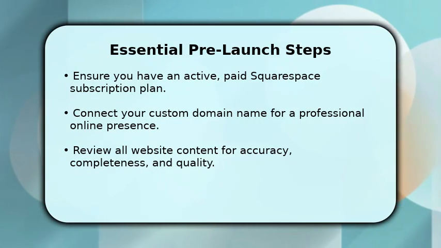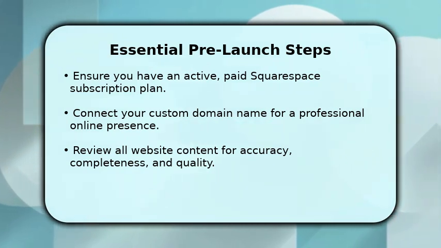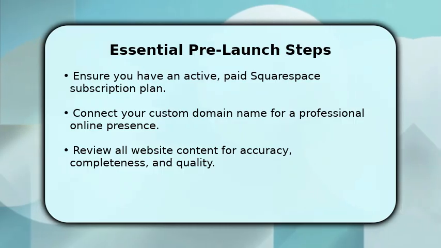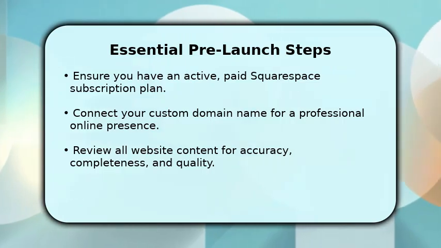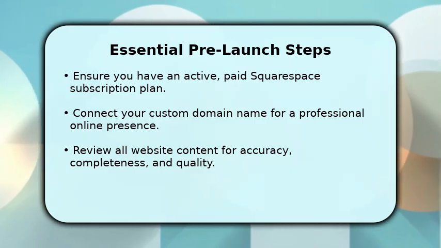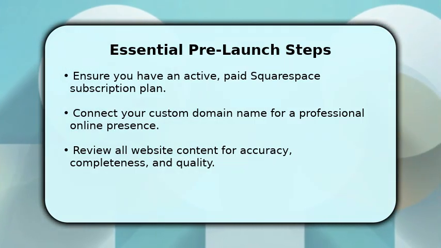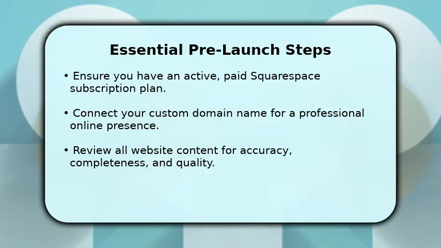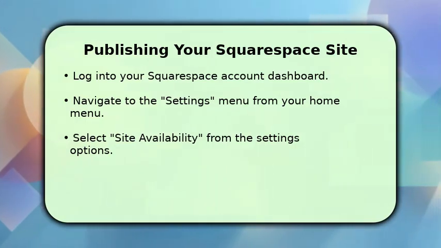Before making your Squarespace site public, several essential steps ensure a smooth launch. You must have an active, paid Squarespace subscription, as trial sites cannot be fully public. Next, consider connecting a custom domain. This provides a professional address for your site. Also, thoroughly review all your content for accuracy and test every link and form to confirm they work perfectly for your visitors. Now, let's walk through the straightforward process of making your site live.